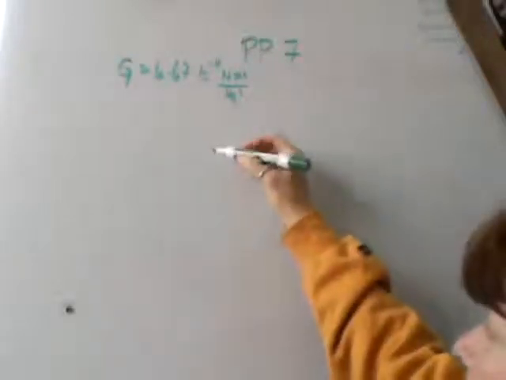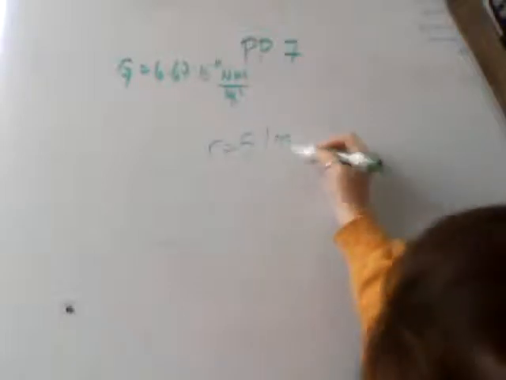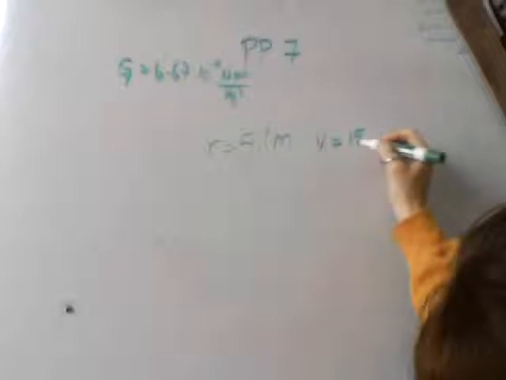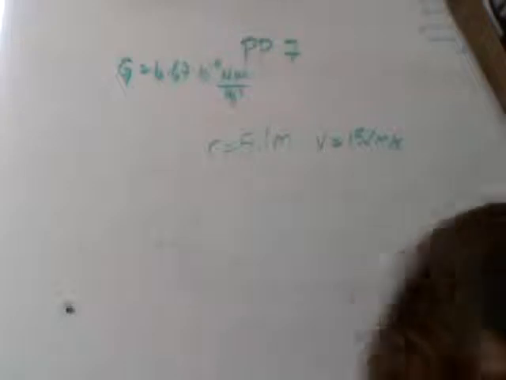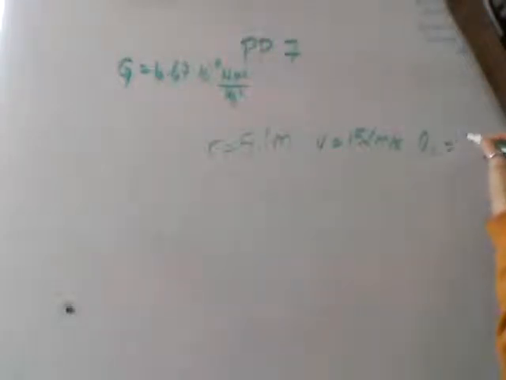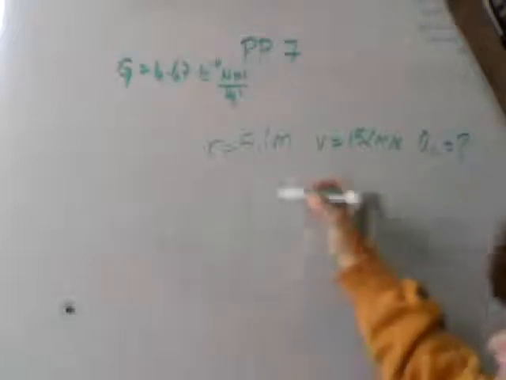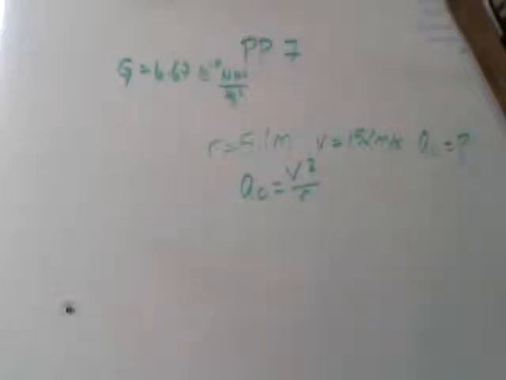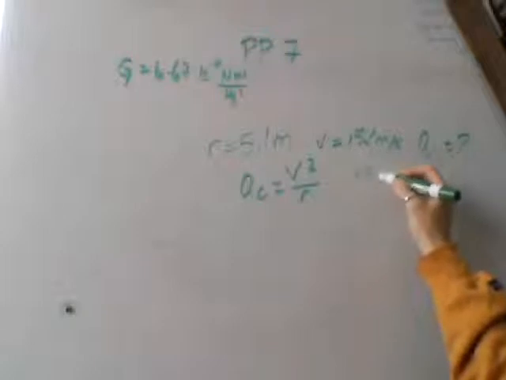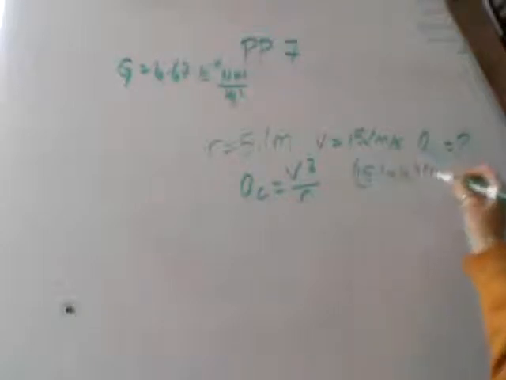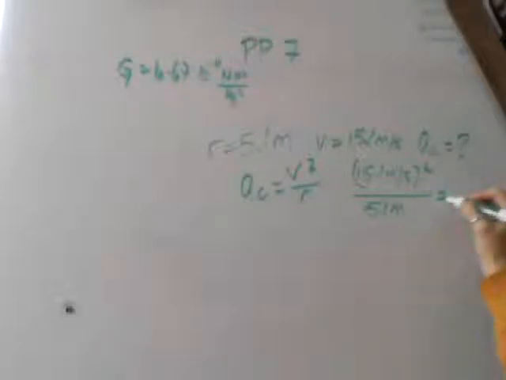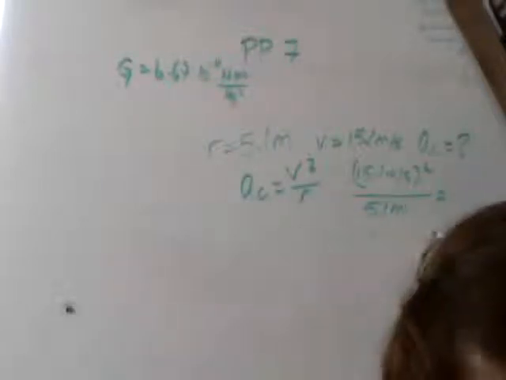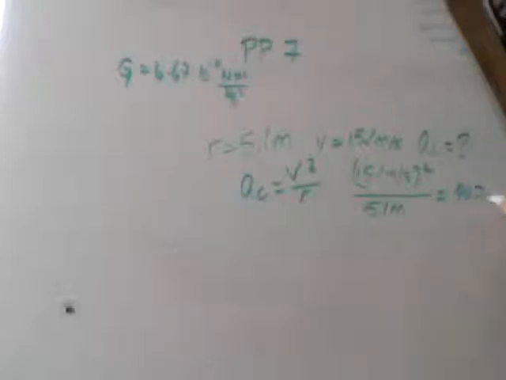If such a ride has a radius of 5.1 meters and spins with a speed of 15.1 meters per second, how much centripetal acceleration are the riders experiencing? So the formula for centripetal acceleration is the velocity squared over the radius. We have radius, we have velocity, so we can just put these numbers in. And we get 44.7, and we know the units are meters per second squared.